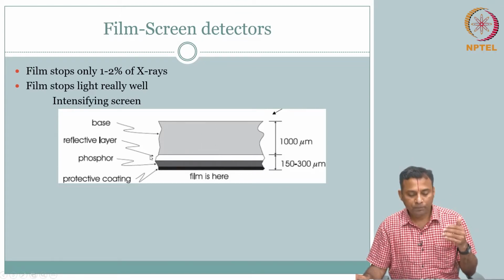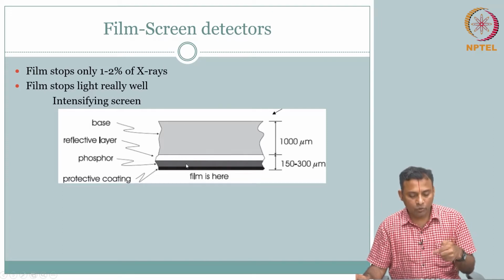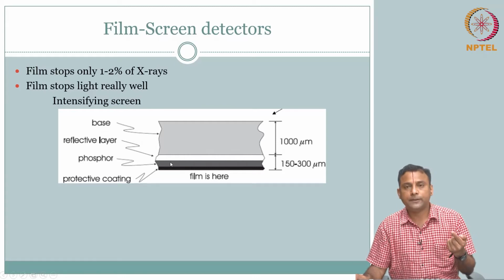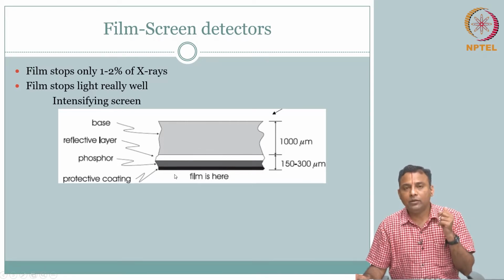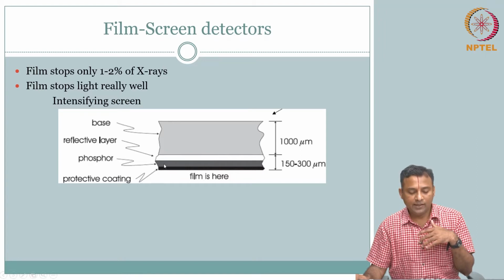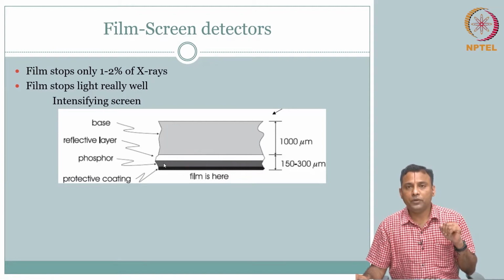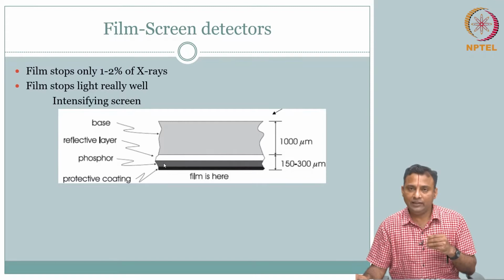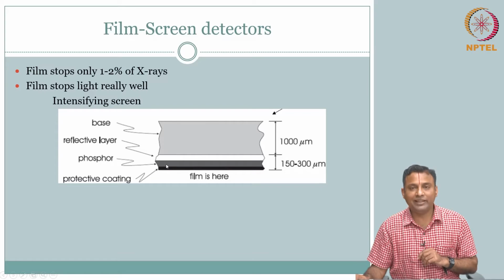You have some base. After that you have a reflective layer. What is the reflective layer? We'll talk about it after we talk about this phosphor. This is the active guy. This is the active material in an intensifying screen. What is the role of the intensifying screen? Convert X-rays to light photons. That means this phosphor is a material that is going to take in X-ray energy and give out photons in the light range. So this is the active material.